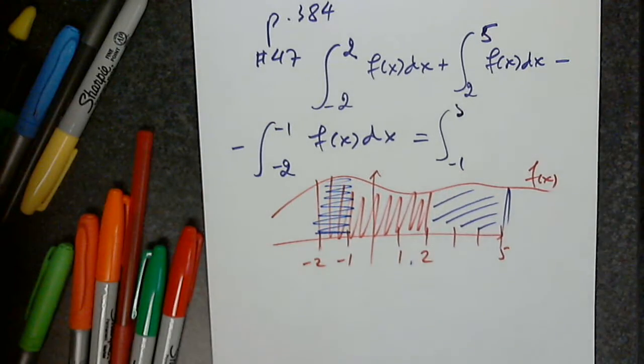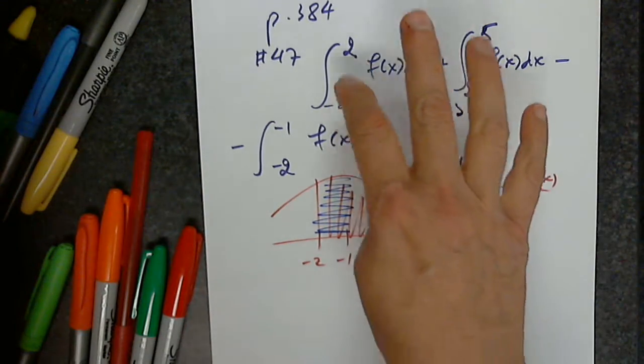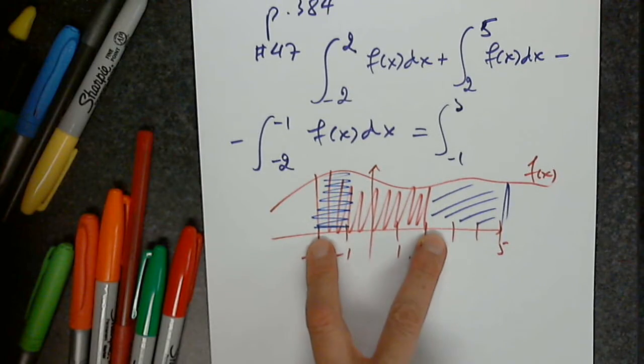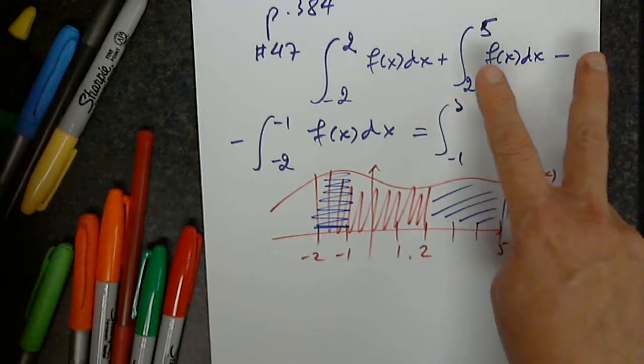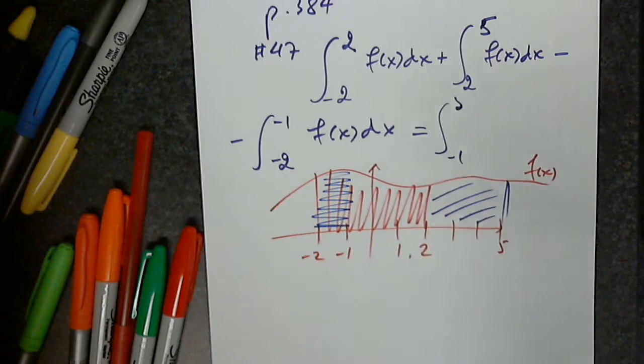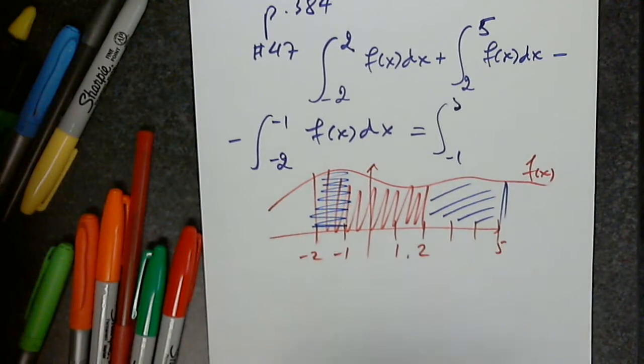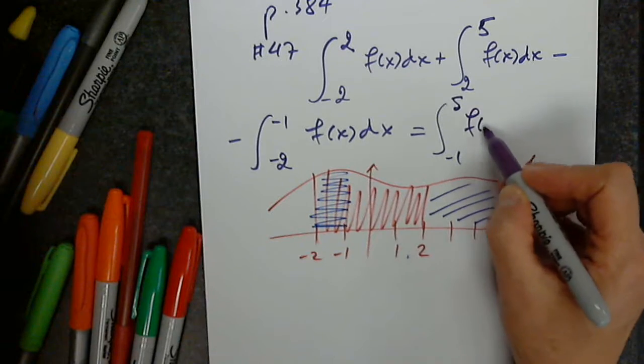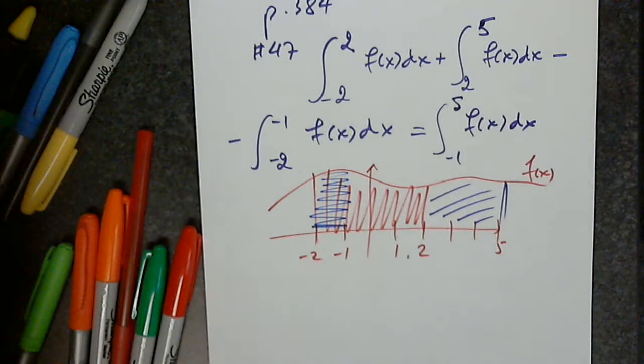Okay, one more time. -2 to 2 is this area, and I'm giving it to you. I'm also giving you the area between 2 and 5. Now you have the area between -2 and 5, and then I'm telling you, give me back the area between -2 and -1. What are you left with? -1 to 5, right? Correct. The integral from -1 to 5 of f of x dx. Is that clear?